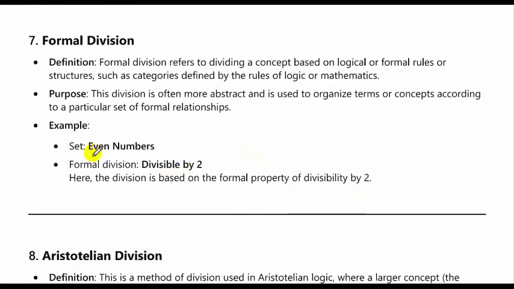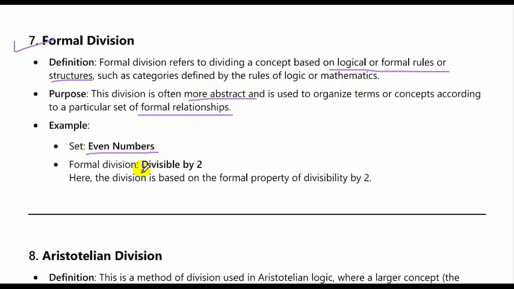Formal division. Formal division refers to dividing a concept based on logical or formal rules or structures, such as categories defined by rules of logic or mathematics. This division is often more abstract and is used to organize terms or concepts according to a particular set of formal relationships. Let's look at the example.